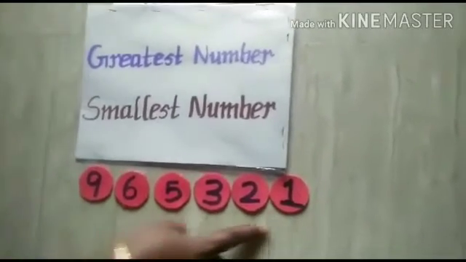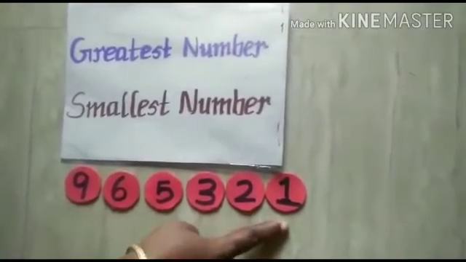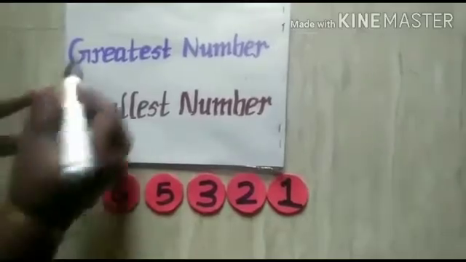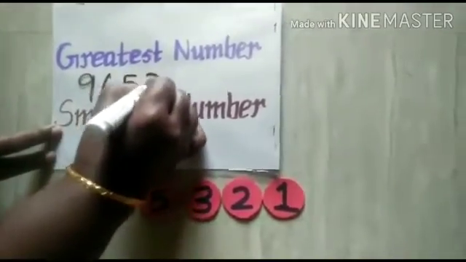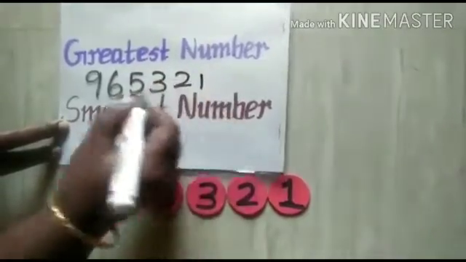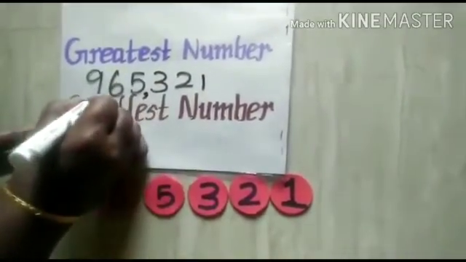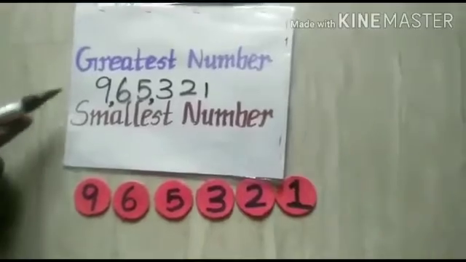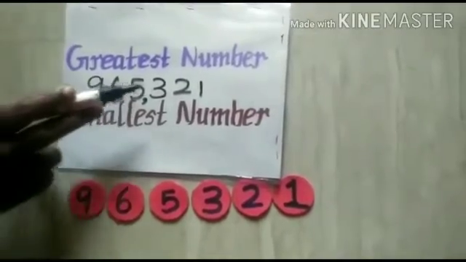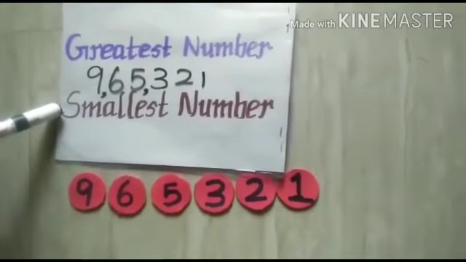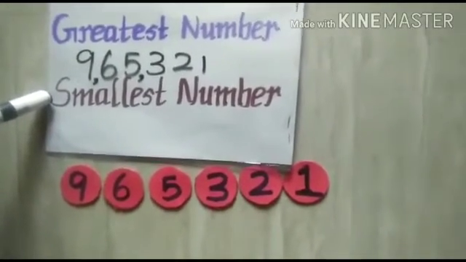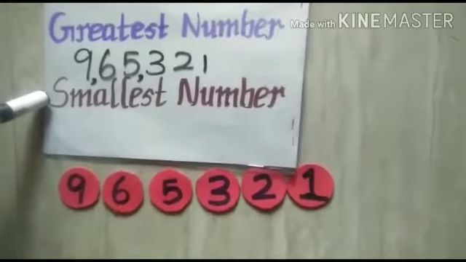Now you see, have you arranged all the numbers in the descending order? Yes. Now write these numbers here: 9, 6, 5, 3, 2, 1. Place the commas. Now read the number: 9,65,321.